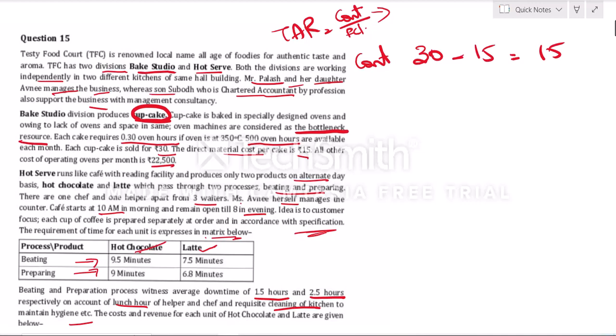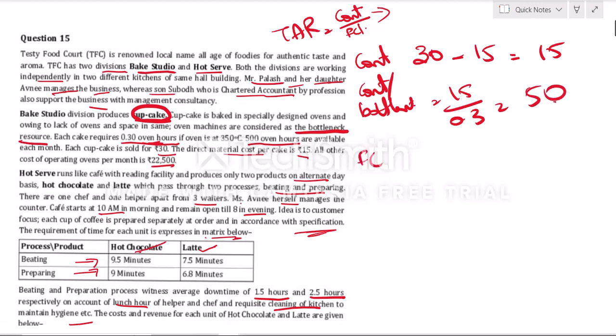15 is the contribution. Contribution per bottleneck: how much time will it take to produce one cupcake? 0.3 oven hours. The oven is the bottleneck resource, no? It requires 0.3 oven hours to produce. 15 by 0.3, so what is the answer? 50. And we need to find out the factory cost per bottleneck.